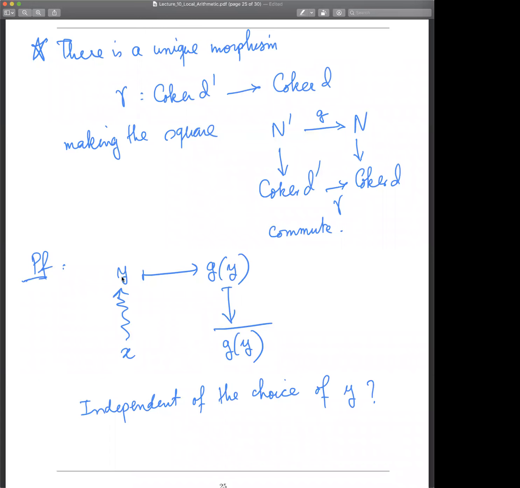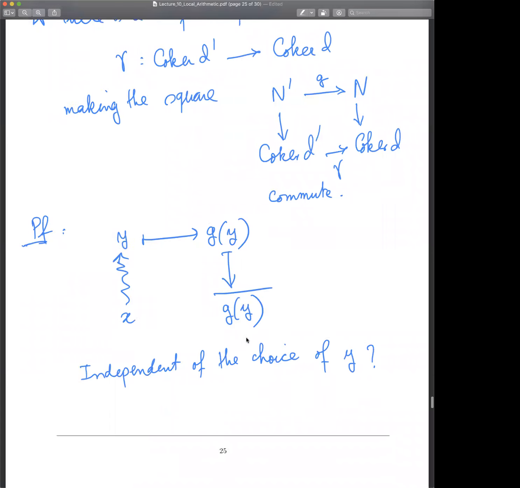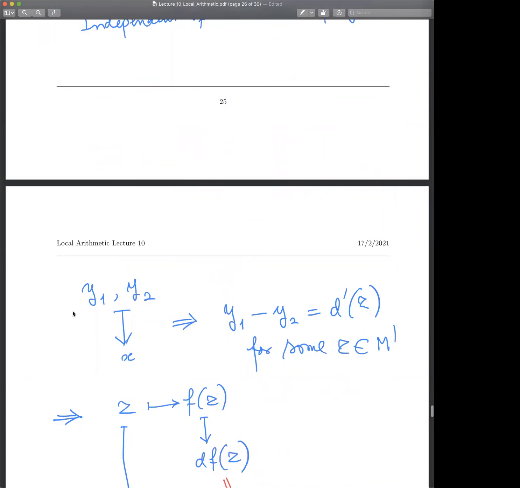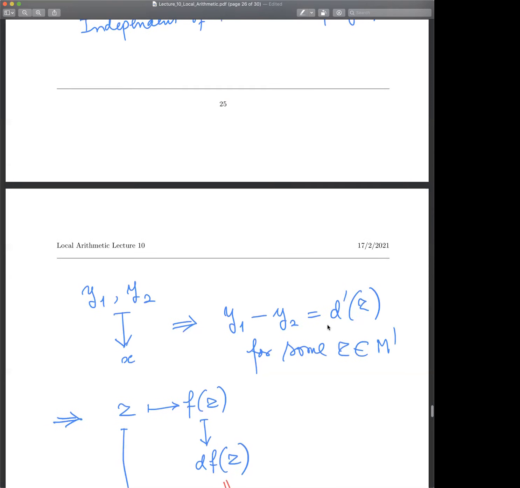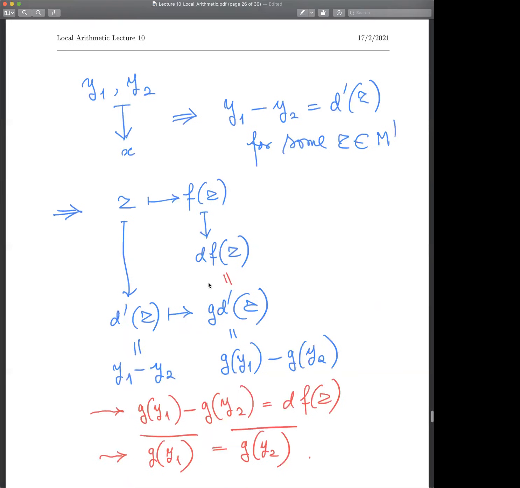What if I choose two lifts, y1 and y2? Okay, let's see what happens if I take two lifts, y1 and y2. Both of them go to x. That means that y1 minus y2 is in the kernel of this map to the co-kernel, and therefore it's in the image of d prime, because it's the co-kernel of d prime. So y1 minus y2 has to be in the image of d prime. So it's d prime of z for some z in M. So now I've got hold of this z.